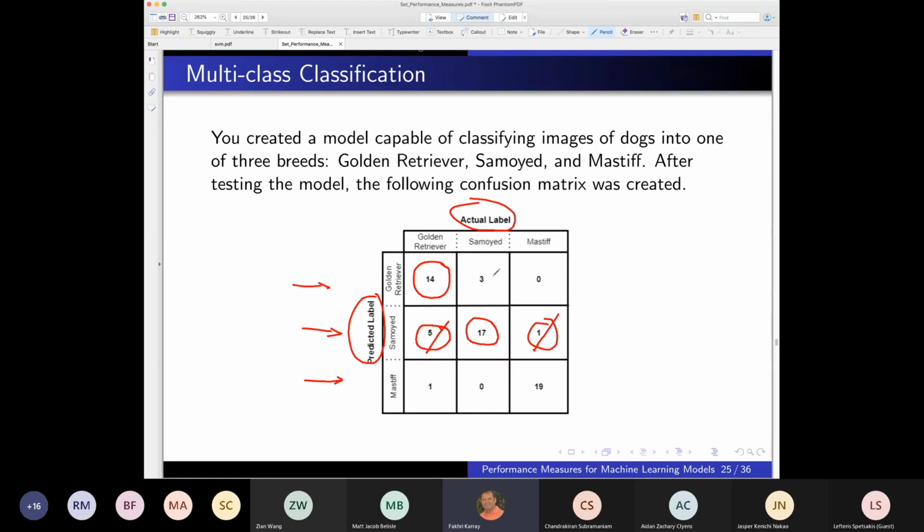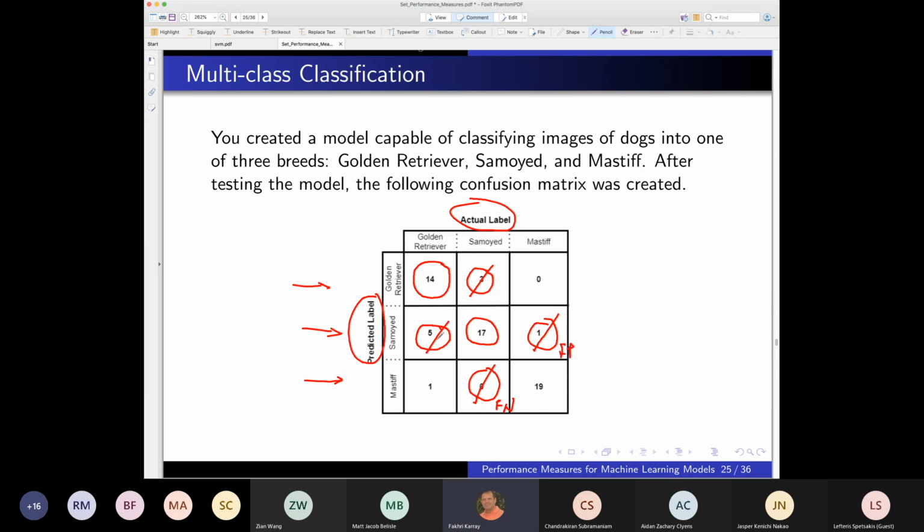If we look at the false negative for the Samoyed, it means that the system predicted the Samoyed, but the predictor provided us with the 3 here. So we call this a false negative. This is a false negative with respect to the Samoyed. So this is FN. This is FP.